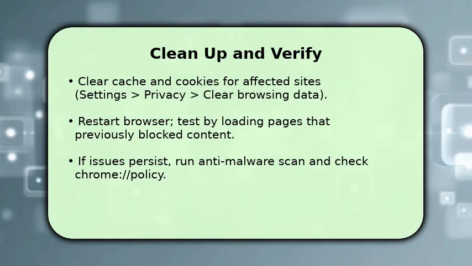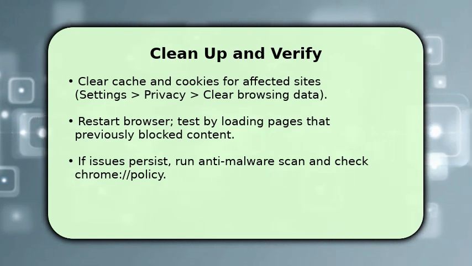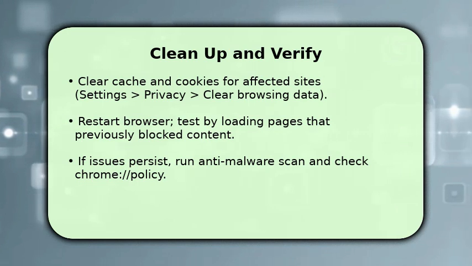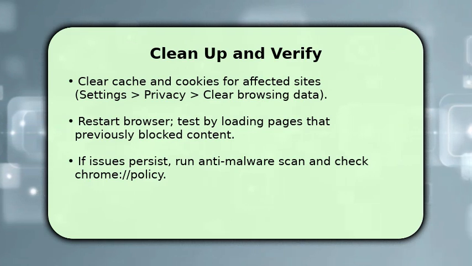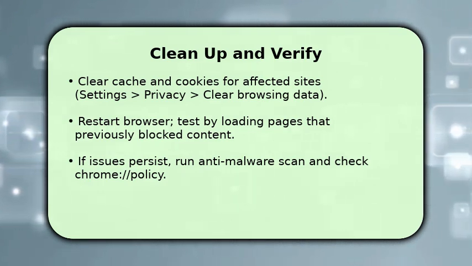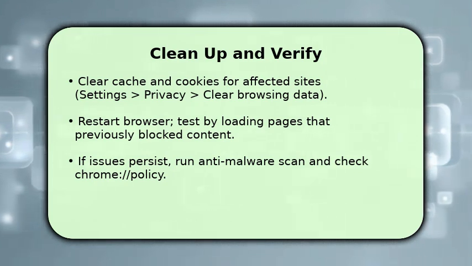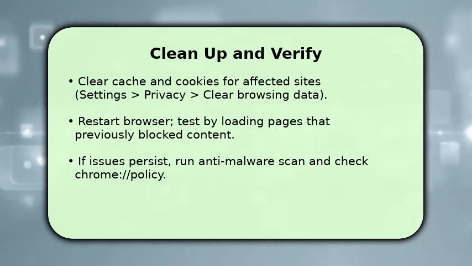Finish by clearing cache and cookies for the sites where ads were blocked. Go to Settings, Privacy, clear browsing data, and select cookies and cached images. Restart the browser to ensure changes take effect, then load a page that used to be blocked to verify ads or content load normally. If content still fails, run an anti-malware scan and revisit chrome://policy to remove managed settings.